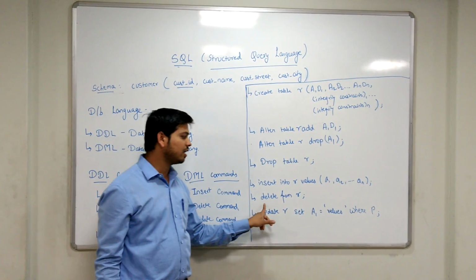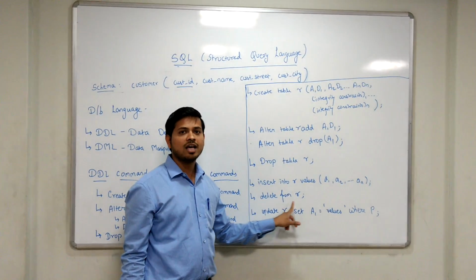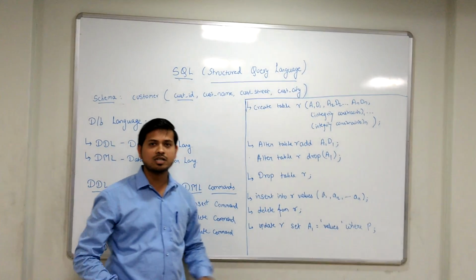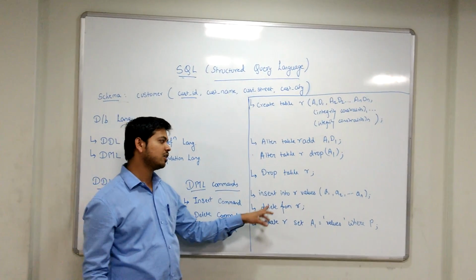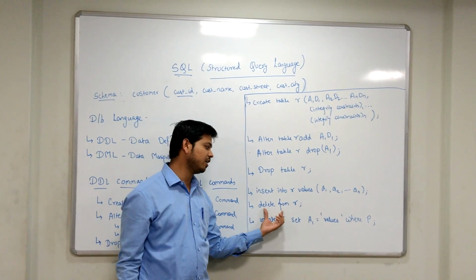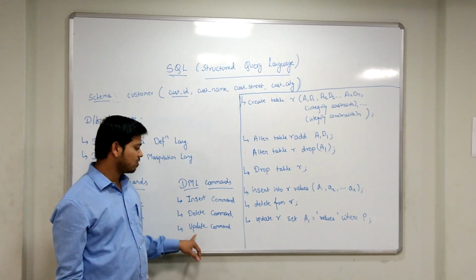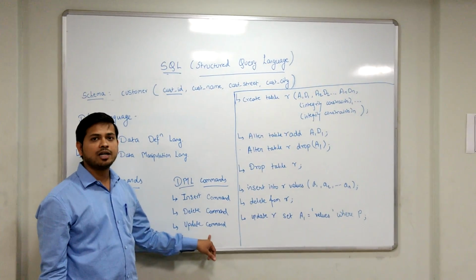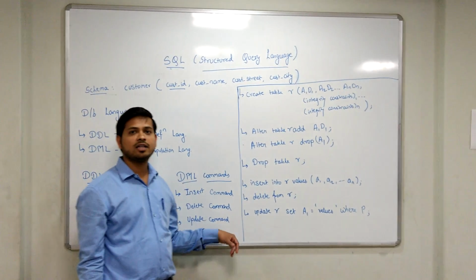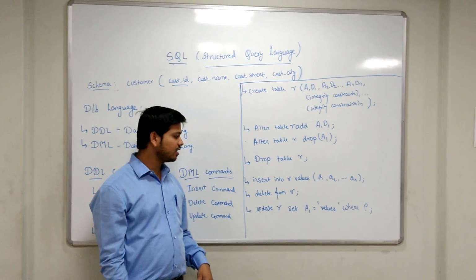And the syntax is: delete from R. It means that here we delete all the tuples, all the information which is present in the database, by using this command, delete from R. And the last one is the update command. Update means you have to modify the tuples in the existing relation.